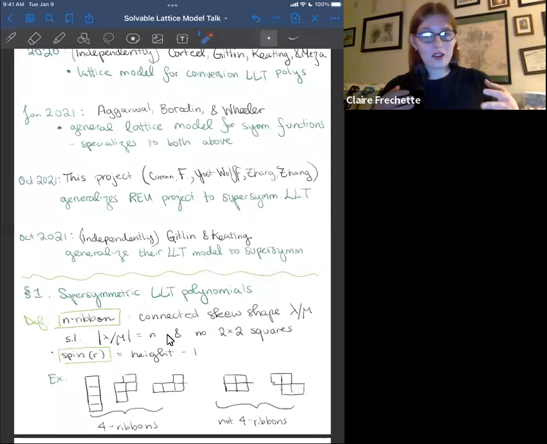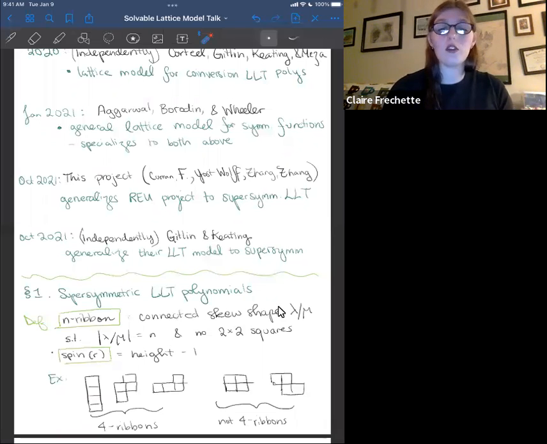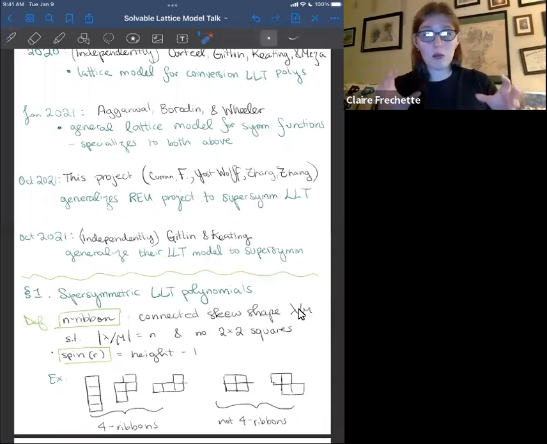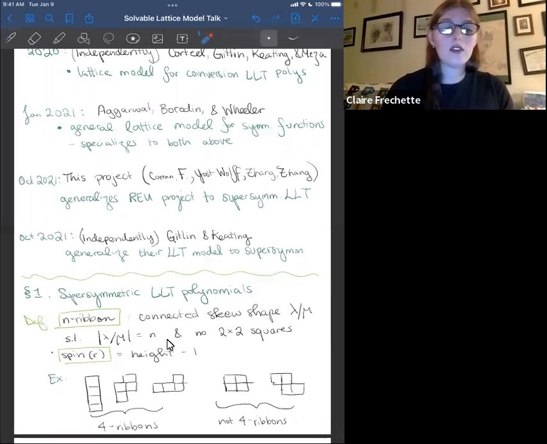But the basic object that we used for our supersymmetric LLT polynomials is a type of tableau based on what are called n ribbons. So you take a skew shape of partitions. If it has n blocks in it and is connected and contains no 2x2 squares, it's called an n ribbon. And we define a statistic on these that is called spin.